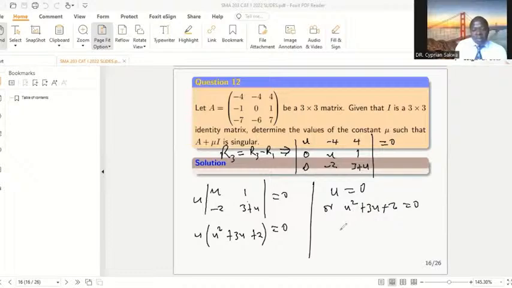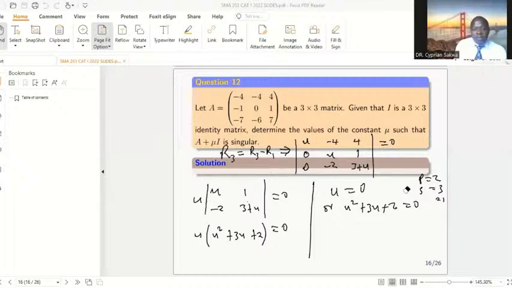This last equation can be factorized, because the two values whose product is 2 and whose sum is 3 are 2 and 1. What I've written there is not correct, so just delete this. The two values whose product is 2 and sum is 3 are 1 and 2.